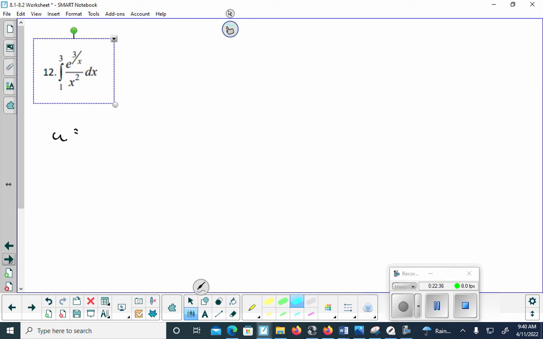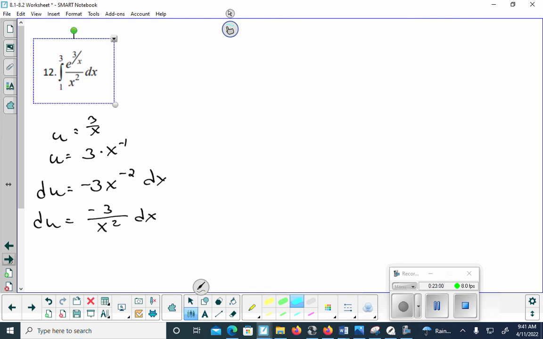is equal to 3x. So I'm going to think of u as equal to 3 times x to the negative 1. So when I take the derivative of that, it's going to be negative 3x to the negative 2 dx. So just to be clear, that's negative 3 over x squared dx. I have that x squared in the denominator with dx. So I have to get this 3 out of the way, so I'm going to write negative 1/3 du is equal to 1 over x squared dx.